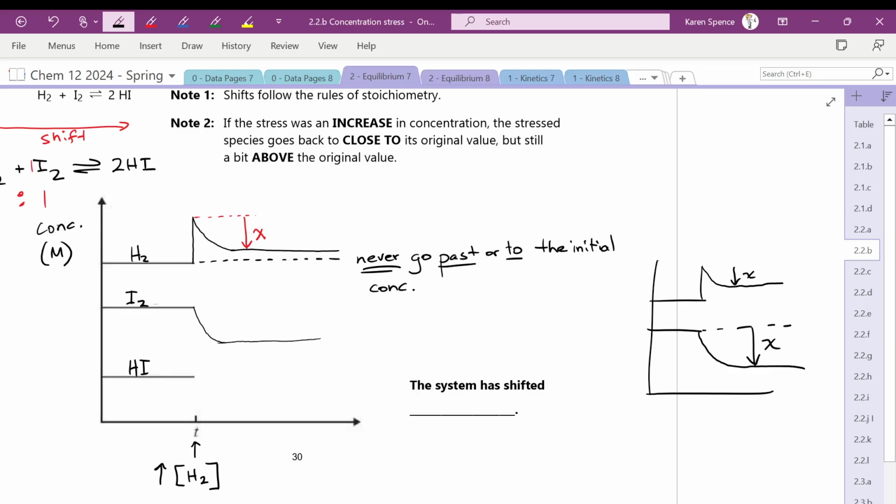Does that make sense? If you've got a good eye for things and it's very obvious that they're the same, you don't have to label it. But if you're not good at drawing, I would recommend labeling these as X and X.